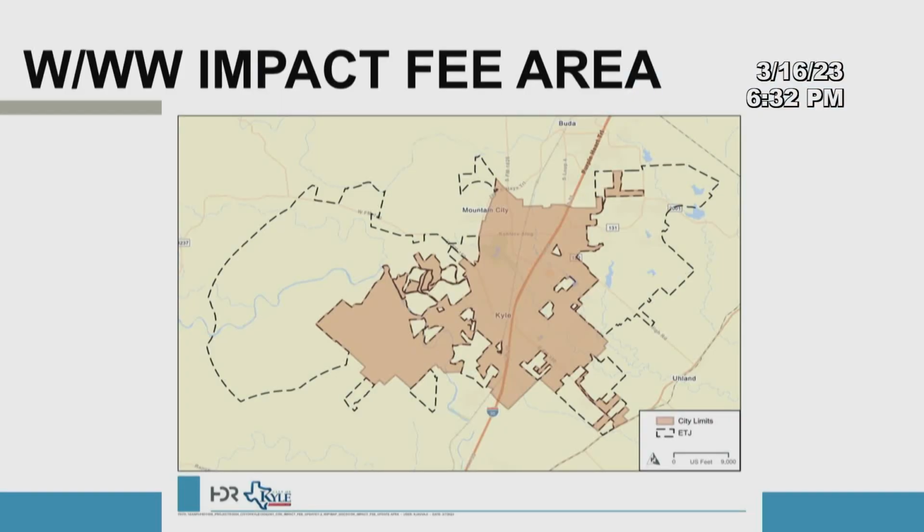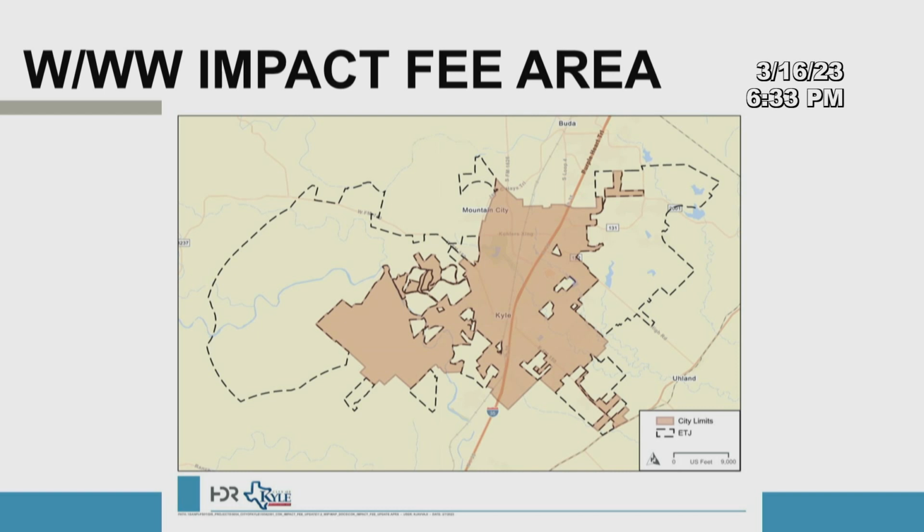So the first thing that we have to do in Chapter 395 is identify the area in which the city can levy impact fees. What we're proposing is that area be the city's ETJ limits, which is the area within the dashed line there. That certainly covers a wide area outside of the city limits. This is what most cities do for impact fees. They use the ETJ limits as their impact fee boundary.